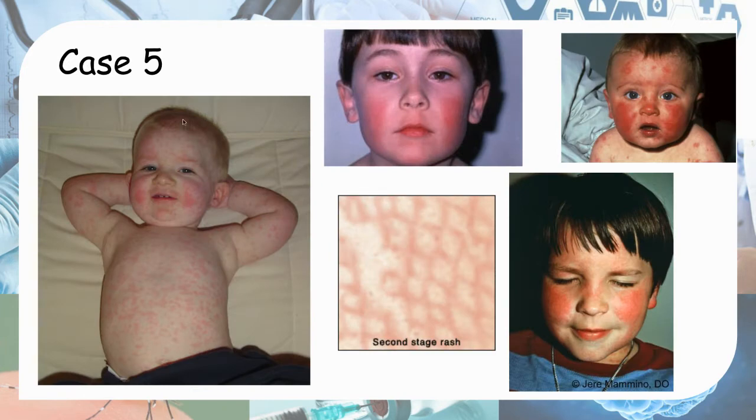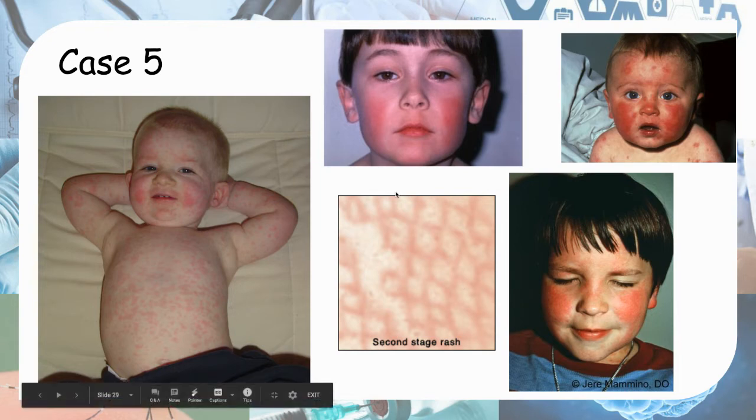Now this is another case. You can see in all these pictures, they look like they were slapped on their cheek. They have a very erythematous rash, especially on the cheek, and it's relatively perioral sparing. And then on the body, if you inspect very closely, you can see a reticular pattern, which is sometimes called a lace-like rash.